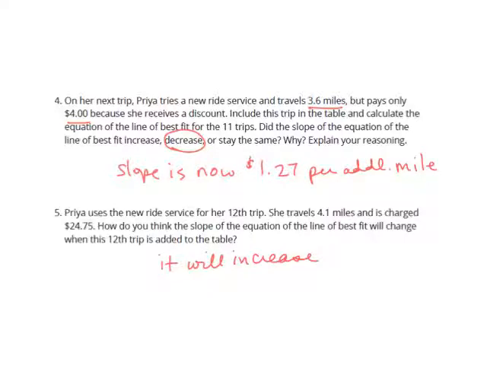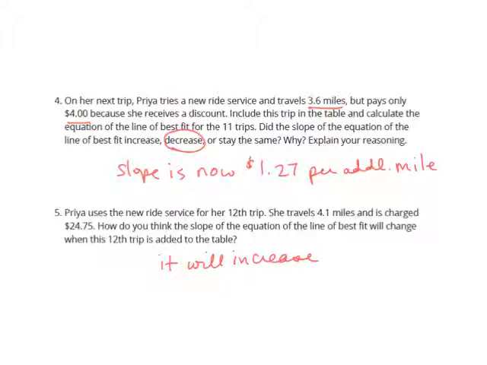Okay, so both of these questions ask you to keep Desmos open, and in number 4, you have to add in an 11th trip. So you add in the ordered pair, that's 3.6 comma 4. When you get your new model, you can see now it's y equals 1.27x plus the y-intercept, and that slope has decreased from the slope of before, which was 1.57. It's not surprising that it decreased because $4 for a 3.6 mile trip is a pretty low data point.